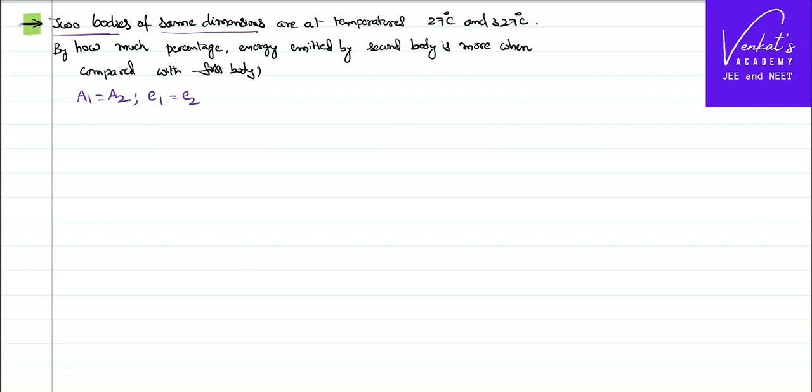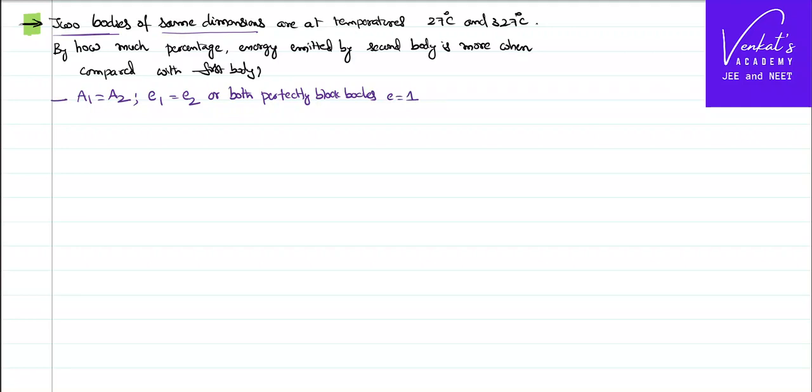emissivities are equal. Or you can assume that both bodies are, as nothing is given for you, no emissivity is mentioned, perfectly black bodies, so that their emissivities are equal to 1, both are same, right?